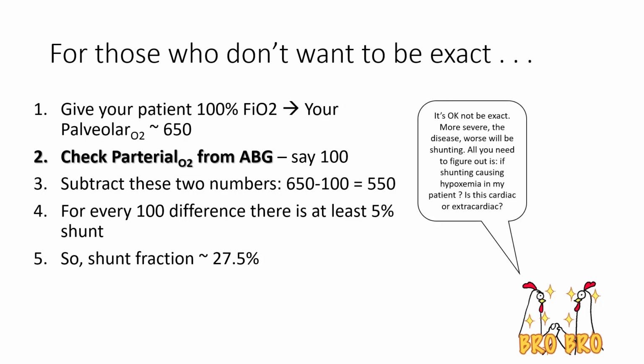It is okay not to be very exact, as the shunt fraction simply tells you how severe the disease is. All you need to figure out is if the shunting is the underlying cause of hypoxemia in your patient, because that does change some of the management. And sometimes it's important to know if the shunt is cardiac or extracardiac, so calculating shunt fraction can help you with this diagnosis as well. In the ICU, a PF ratio less than 200 would suggest a shunt fraction of at least more than 20%.